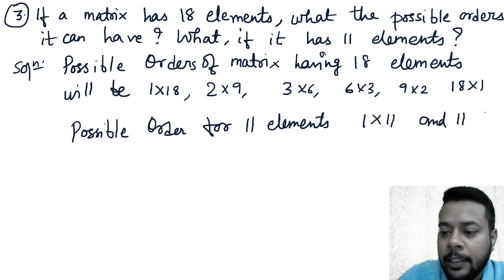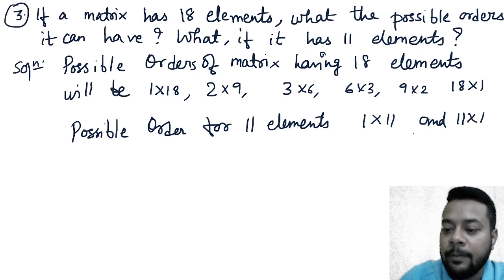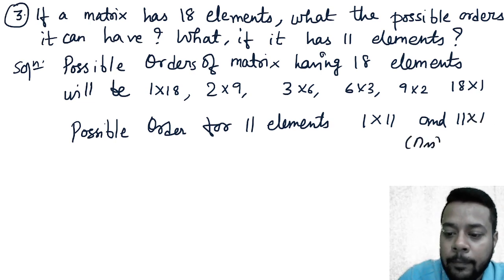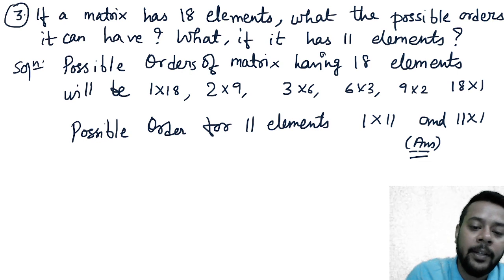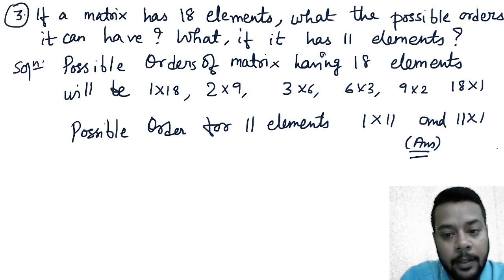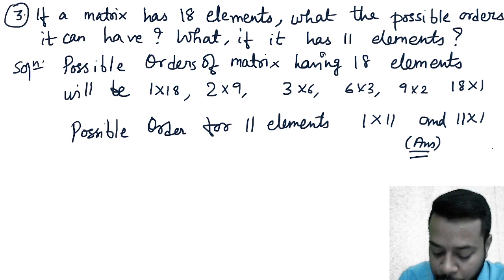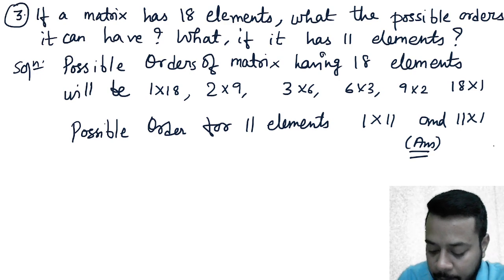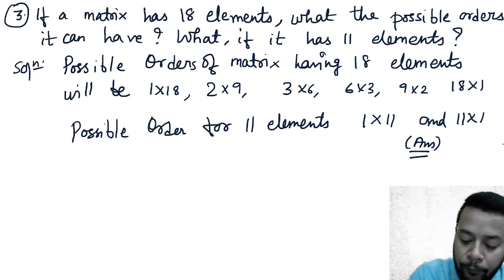11 टाइम्स. 11 के टेबल में कितने बार में जाता है? 1 टाइम. So this will be only my two possible orders of matrix having 11 elements. So this is the required answer for question number 3. Now moving to question number 4.